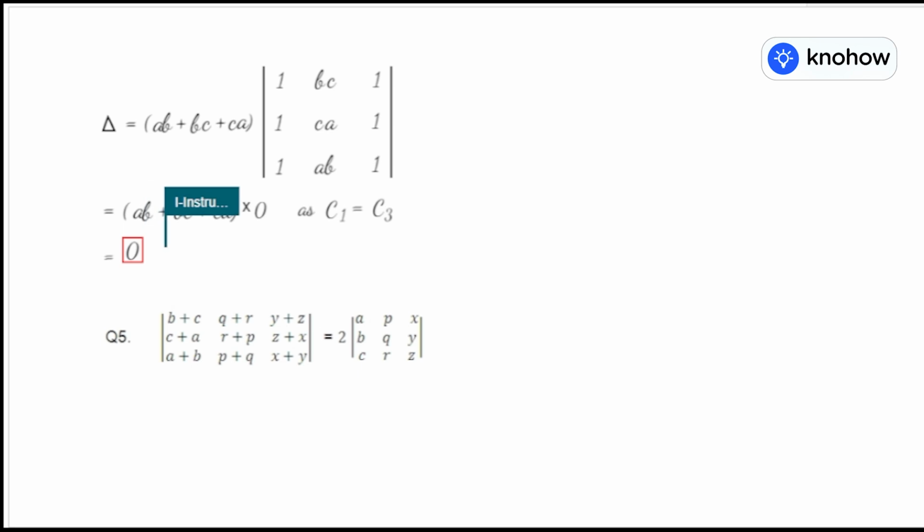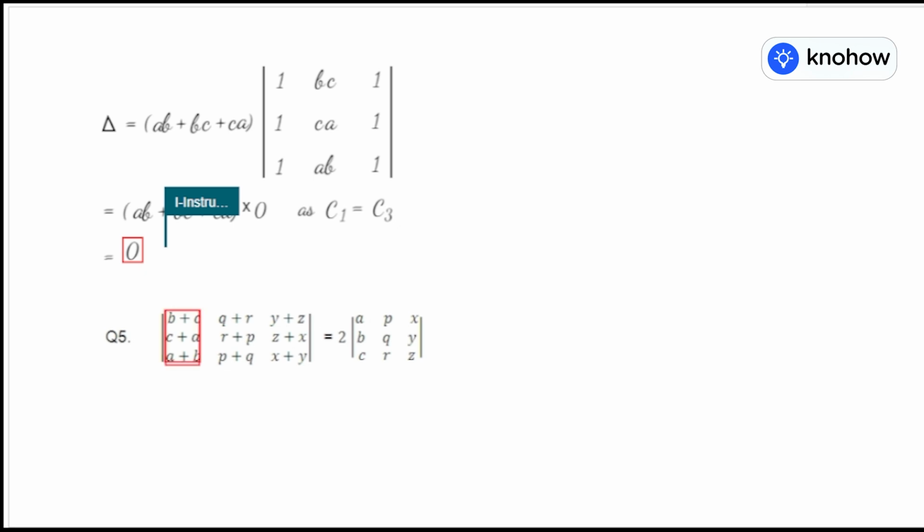Now this is a very important question. It looks to be complicated, but once you get the required trick, then easily it can be done. What are you to prove? Without expanding, that the determinant with B plus C, Q plus R, Y plus Z as the elements of first row and so on, equals 2 times the determinant with A, B, C, P, Q, R, X, Y, Z. Concentrate on columns.